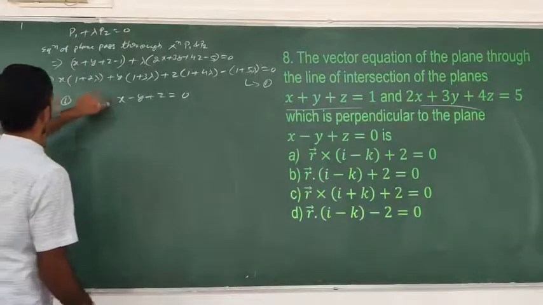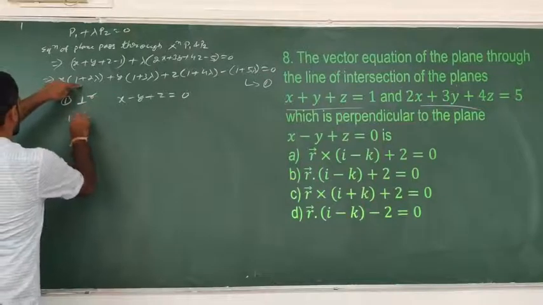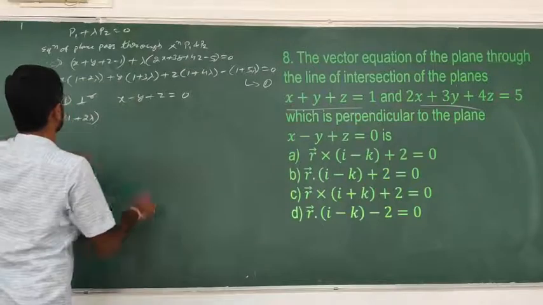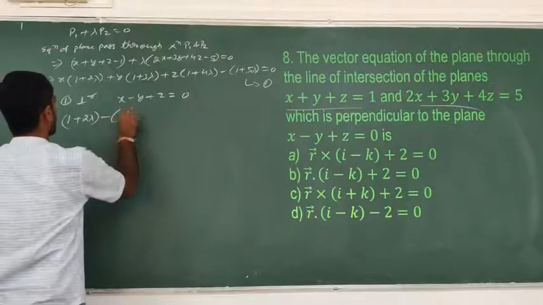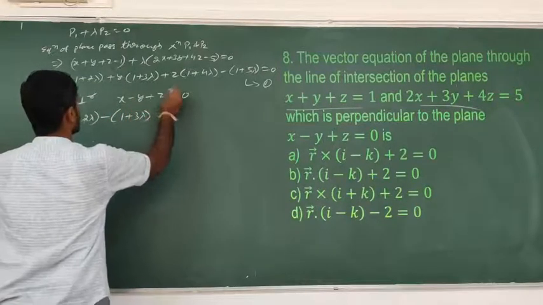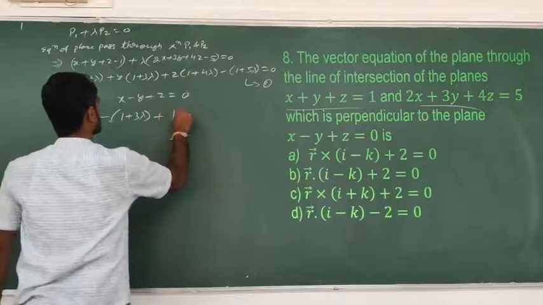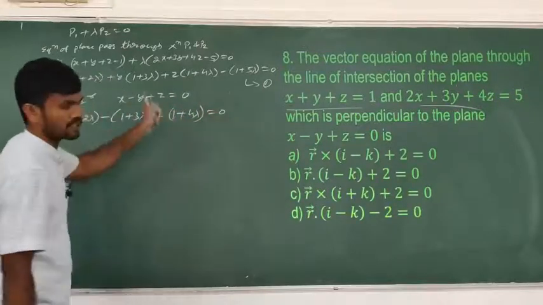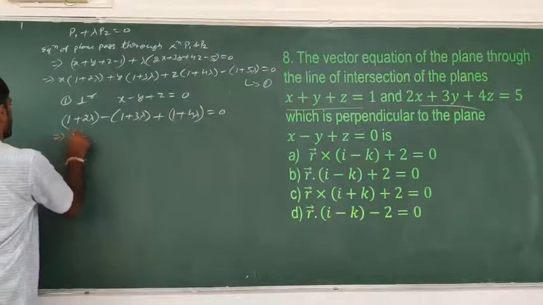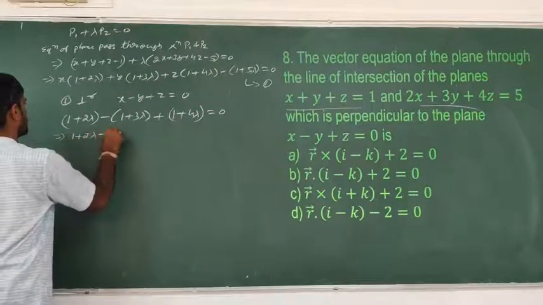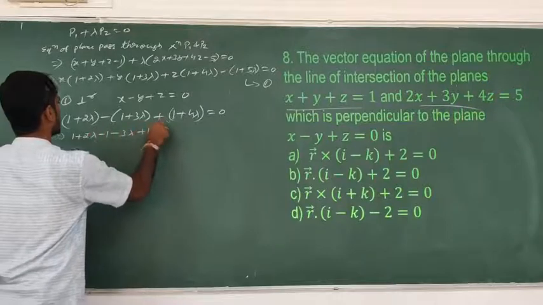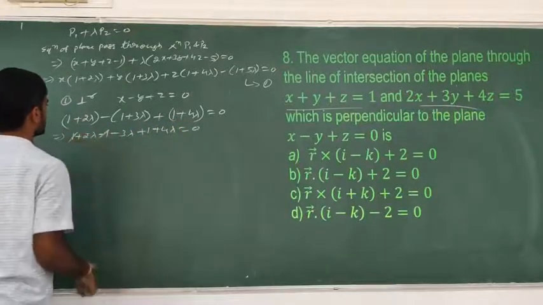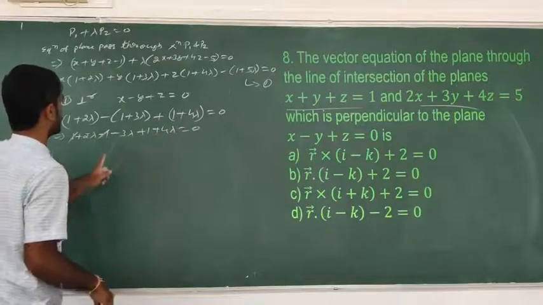So that means 1 into 1 plus lambda, that is 1 plus 2 lambda, minus 1 into 1 plus 3 lambda, that is minus 1 plus 3 lambda, plus 1 into this one is 1 plus 4 lambda is equal to 0, because these two planes are perpendicular. This implies that 1 plus 2 lambda minus 1 minus 3 lambda plus 1 plus 4 lambda is equal to 0. Plus 1 minus 1 cancels. 2 lambda plus 4 lambda is 6 lambda.